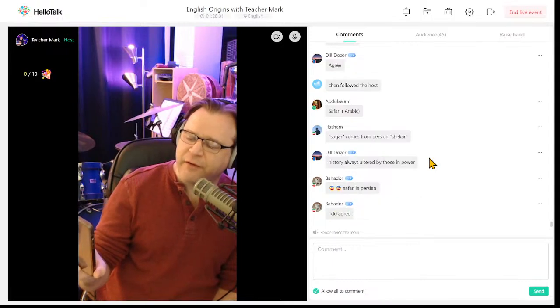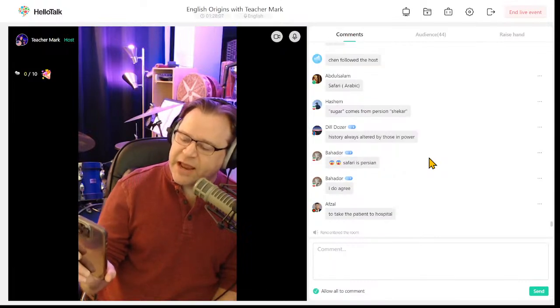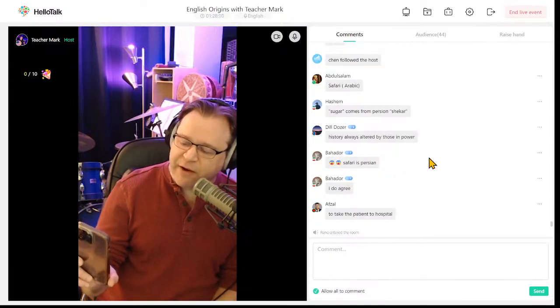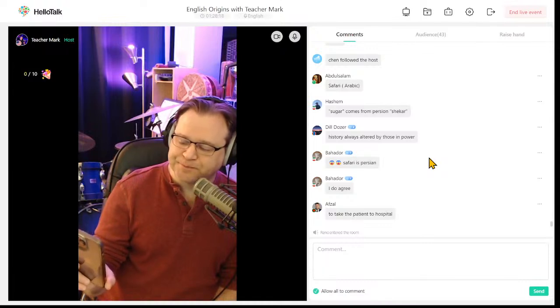So safari, my dictionary says safari comes from Swahili, and that comes from Arabic. So my dictionary says that the word safari comes from Arabic, not from Persian. The original Arabic word was safar, which means journey.